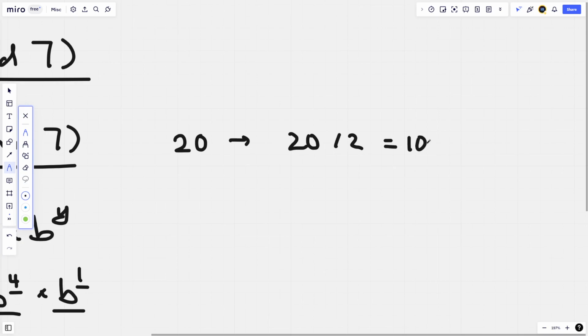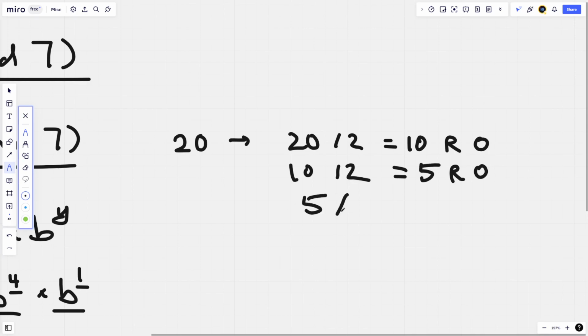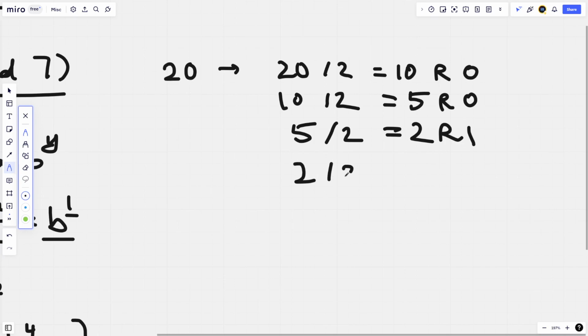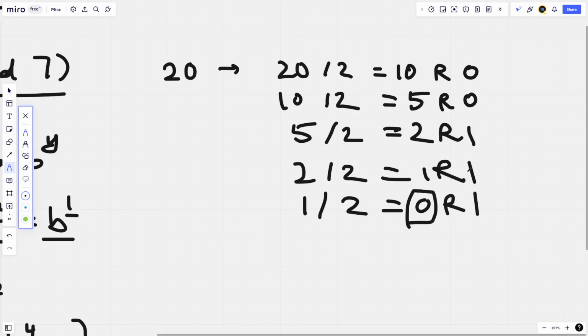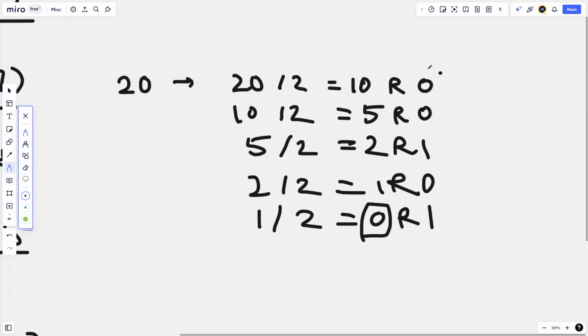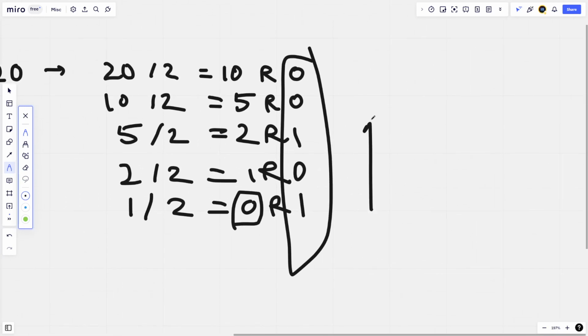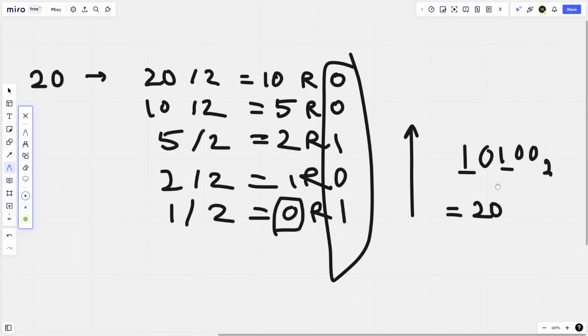It's equal to 10 remainder 0. 10 divided by 2 is equal to 5 remainder 0. 5 divided by 2 is equal to 2 remainder 1. 2 divided by 2 is equal to 1 remainder 1. And 1 divided by 2 is equal to 0 remainder 1. Once we reach 0 here, we stop. And so if we take these remainders and read them bottom up, we get 10100 base 2, which is equal to 20. We see that 20 is equal to 16 plus 4.